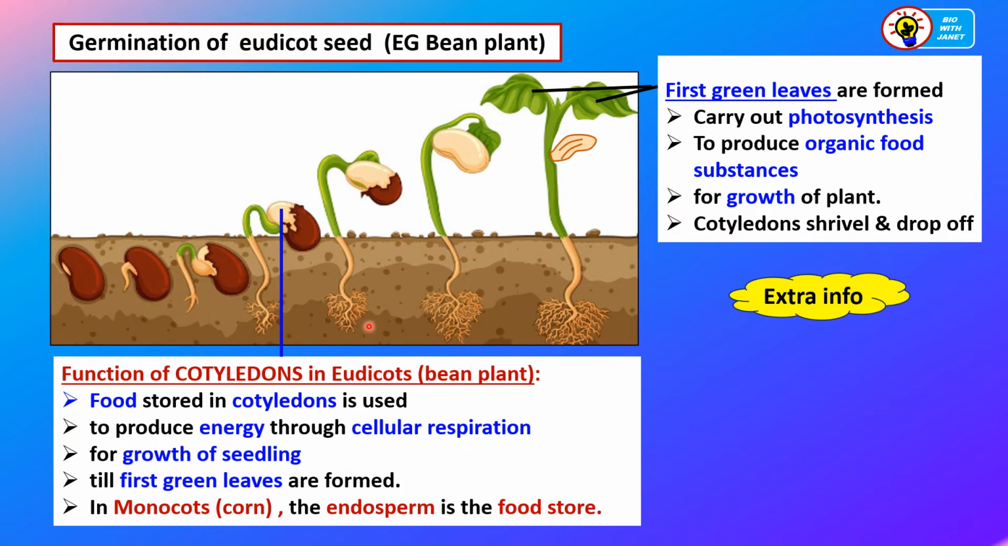Now in monocots such as corn, it is the endosperm, not the cotyledons, that acts as the food store to provide energy through cellular respiration. Okay, now here we see the first green leaves formed already, which can carry out photosynthesis to produce organic food substances like sugars for the growth of the plant. So the function of the cotyledon has already been carried out. So next it will shrink or shrivel, and then it will drop off from the seedling. Okay.